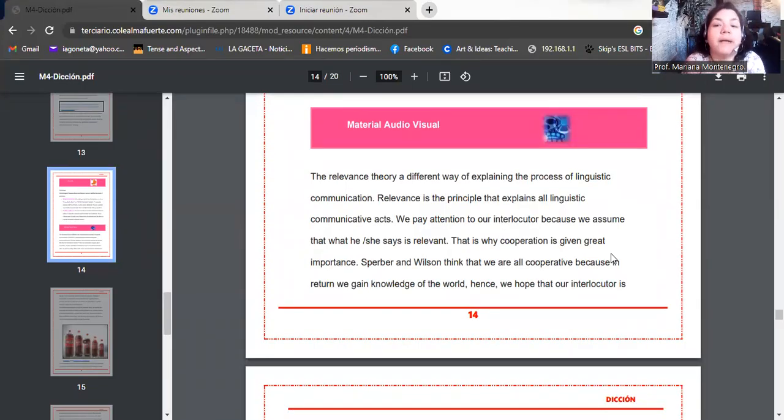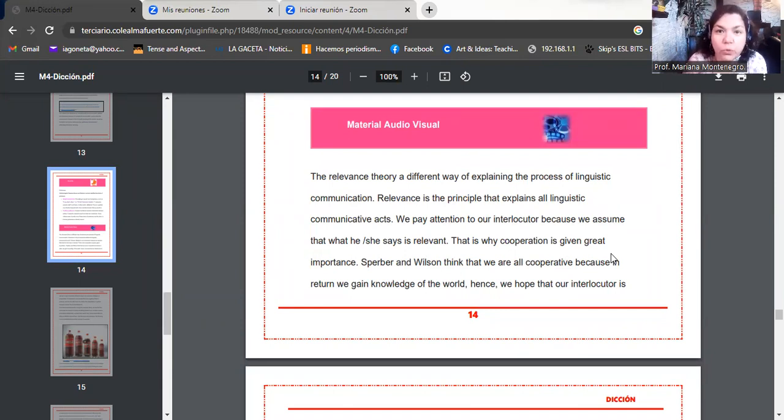And I want to tell you a little bit about this relevant theory. Give me a second. Well, what do we have? The relevant theory is a different way of explaining the process of linguistic communication, that is very important. Relevance is the principle that explains all linguistic communicative acts.